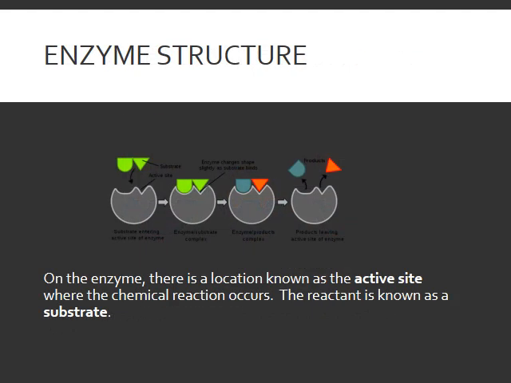So on the enzyme, you have a place called the active site. The active site is where you're going to bind to the substrate, the thing that you're interacting with. Again, the form determines the function. So the form of that active site determines what substrate it can bind to.